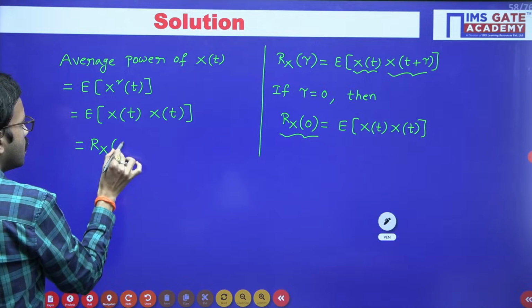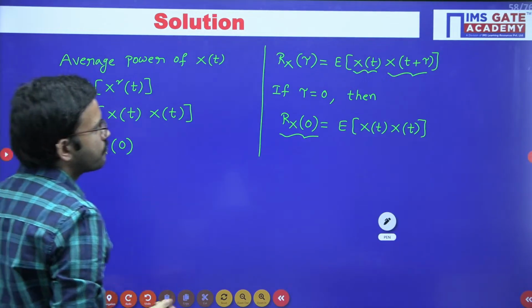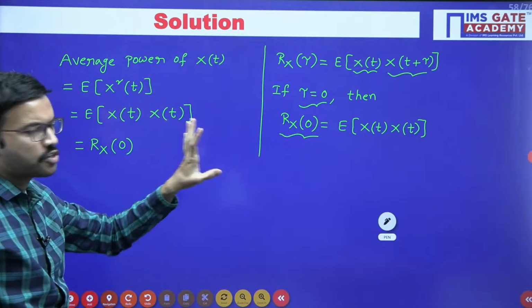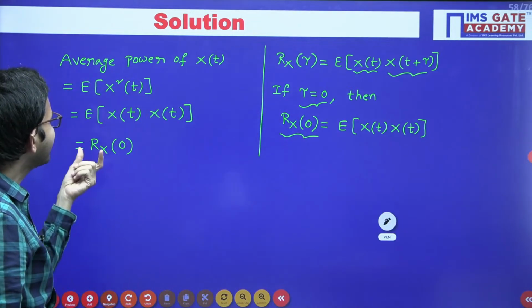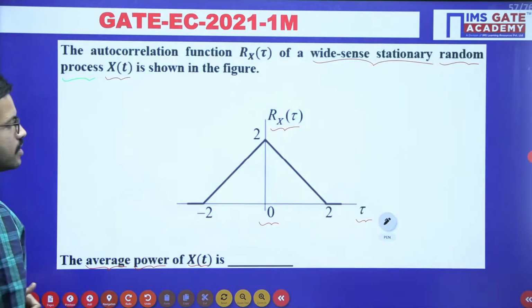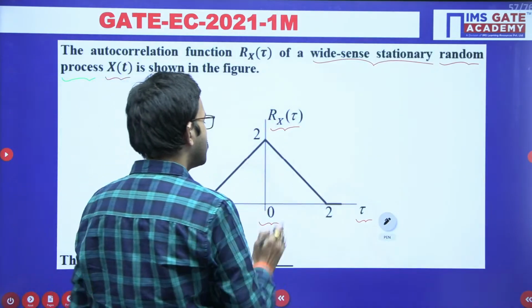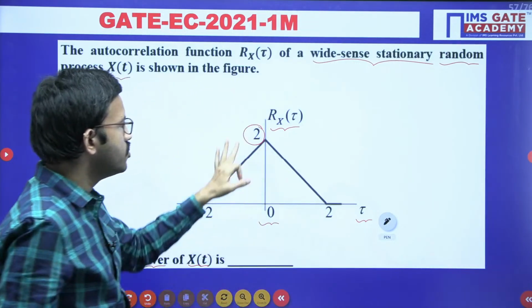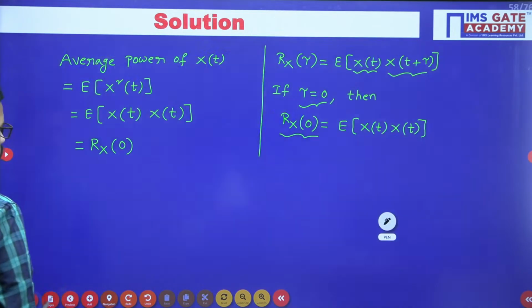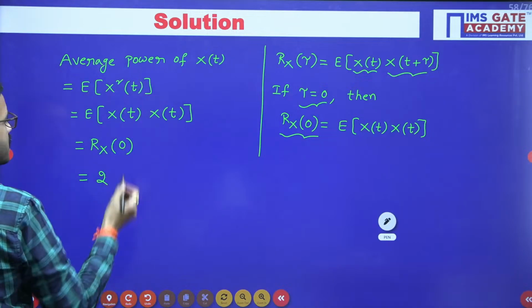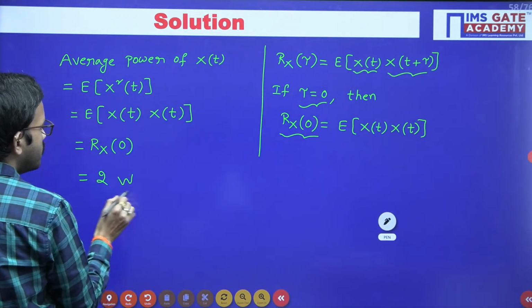So that means in the autocorrelation function, when you consider tau equal 0, whatever autocorrelation function value you are going to get, that is nothing but average power of x of t. Okay, so in this particular autocorrelation function at tau equal to 0, we are having the value as 2, right? So finally the answer for this question is 2. Since they have mentioned it is average power, the units will be watts.